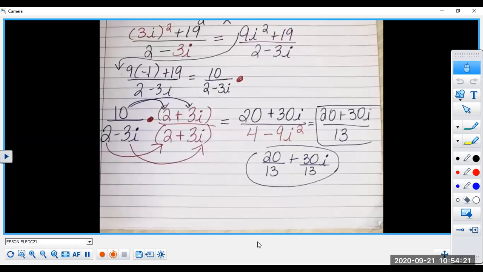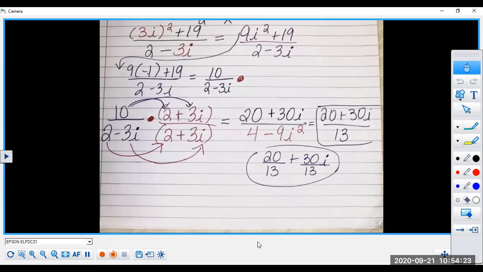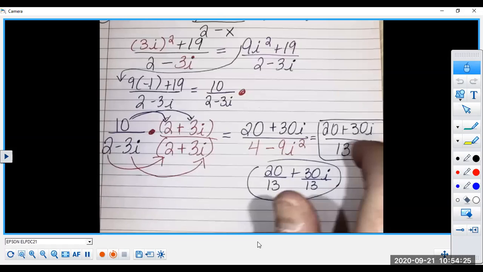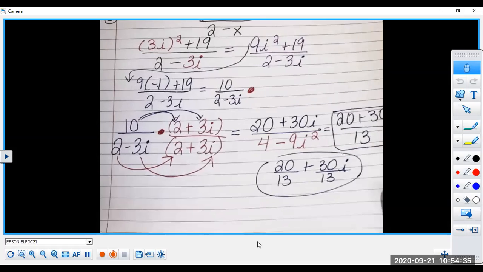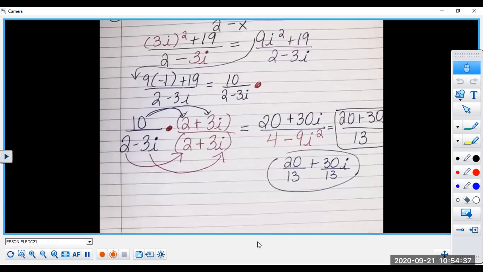All right, how do y'all feel about dividing? Okay, last part, we'll look at one more and then we'll be done.